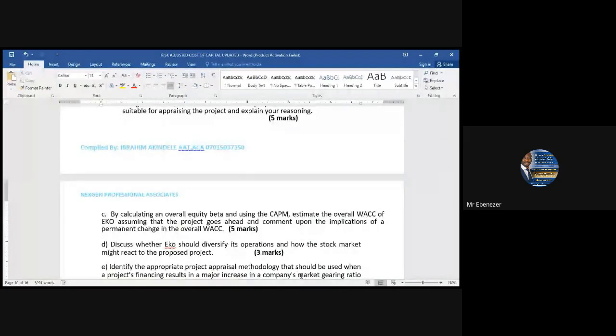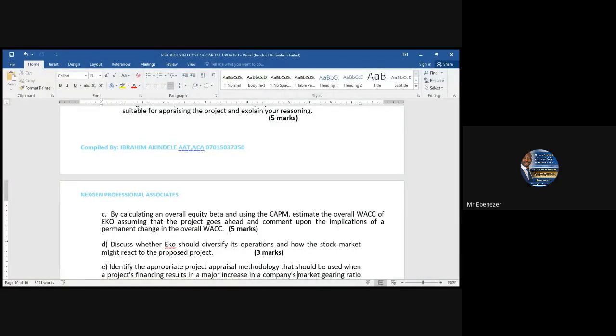We'll calculate the overall equity beta using the CAPM. So when we calculate the overall equity beta, we'll now use the CAPM to estimate the overall WACC, assuming that the project goes ahead, and comment upon the implications of a permanent change. That is another 5 marks. Discuss whether ECO should diversify its operation and how the stock market might react to the proposed project.